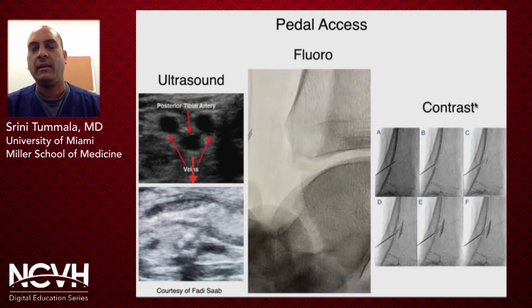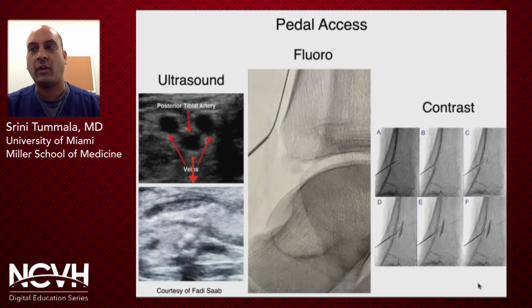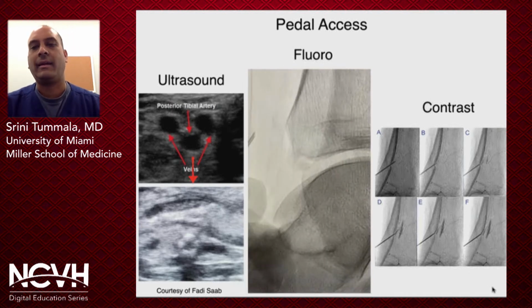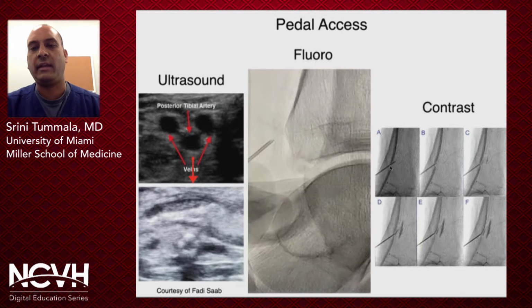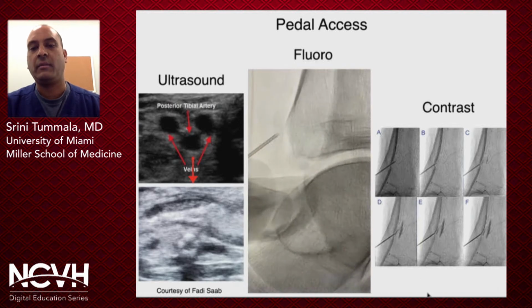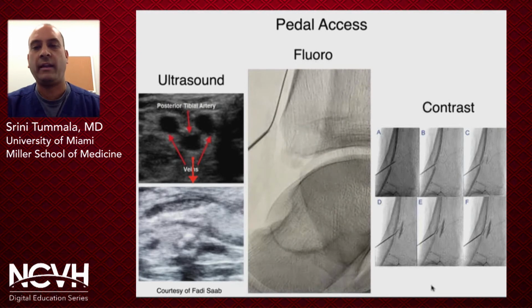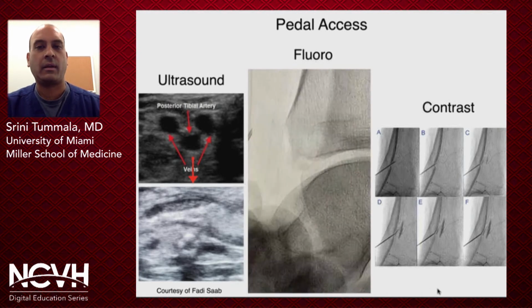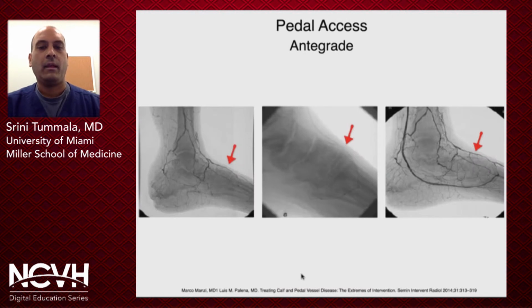And then finally, this is one that is not done as often, but is still a viable option: contrast guided pedal access. And you can see here, an angiogram was done, some level of roadmap or fluorofade is performed, and then the artery is accessed using contrast guidance. But remember that pedal access doesn't have to be just retrograde. It can also be antegrade.